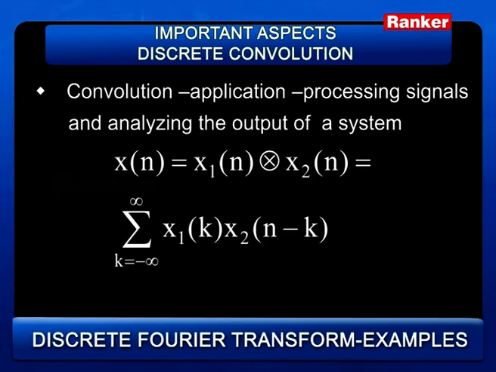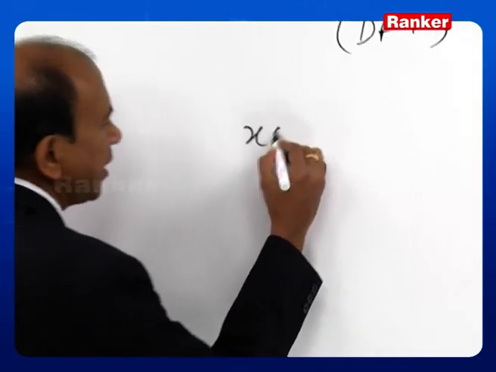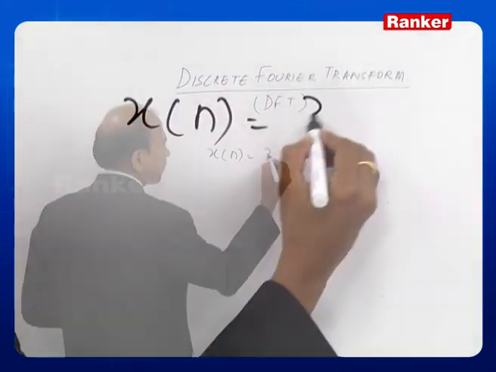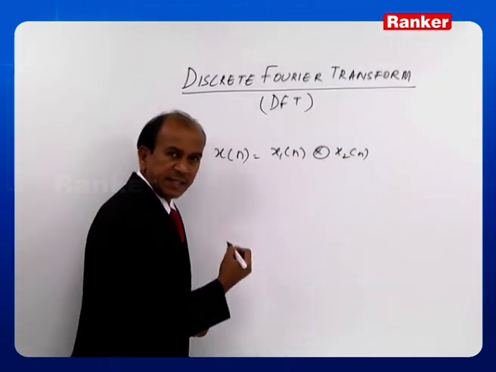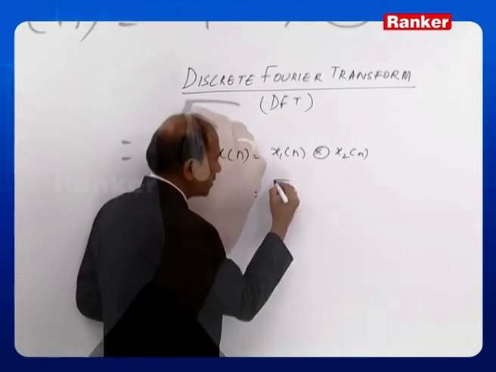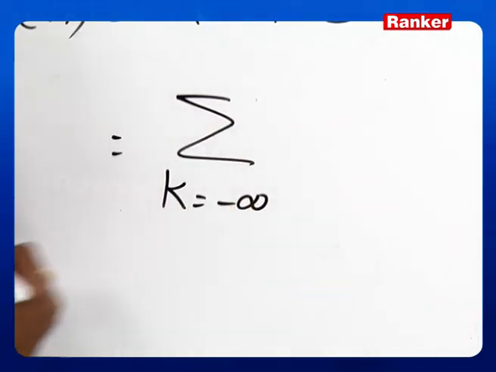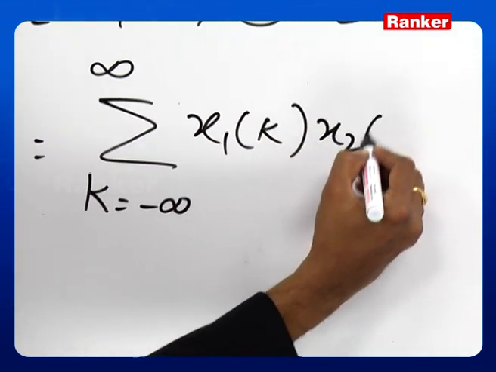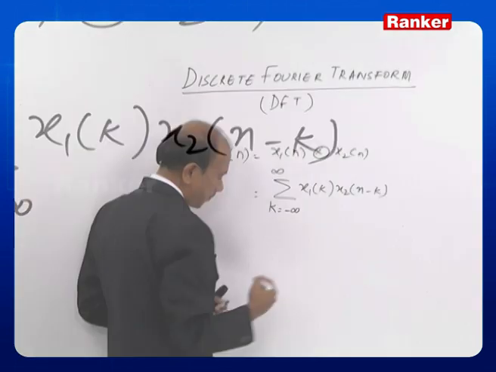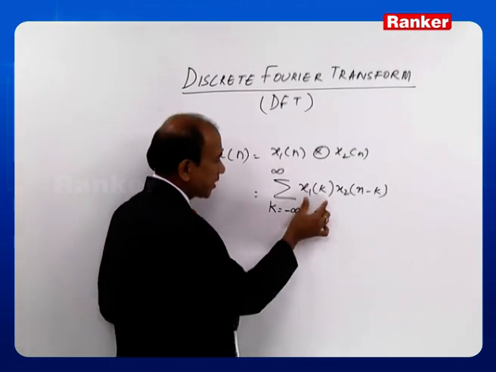Convolution application is used in processing signals and analyzing the output of a system. So let us say x of n is nothing but x1 of n convolved with x2 of n. Because this is a discrete case, it will be a summation. So this will be equal to summation k equal to minus infinity to plus infinity x1 of k, x2 of n minus k.